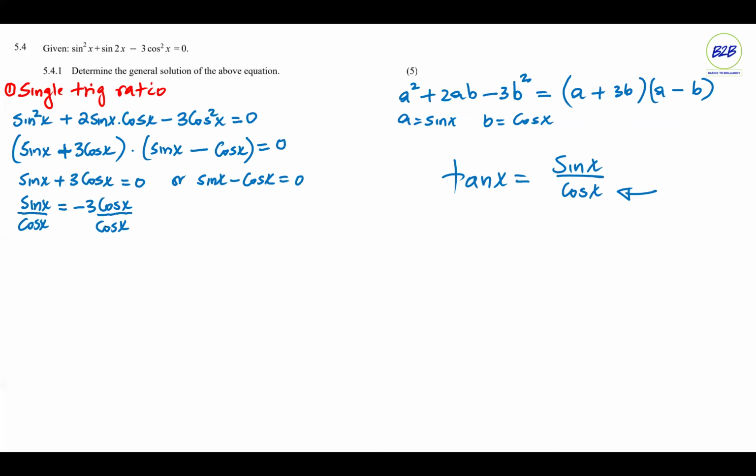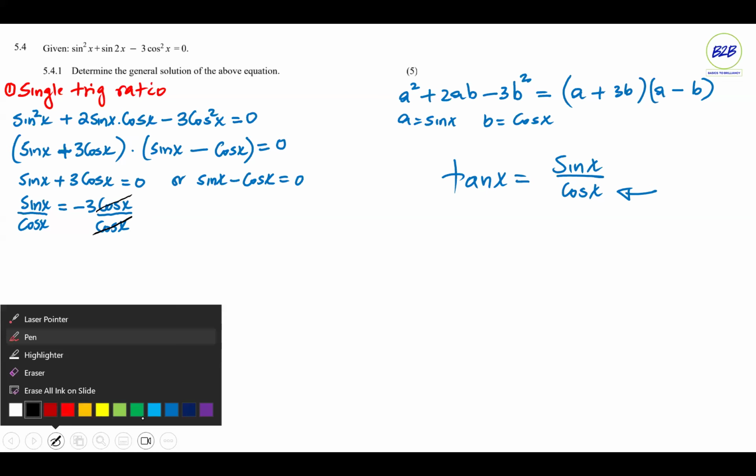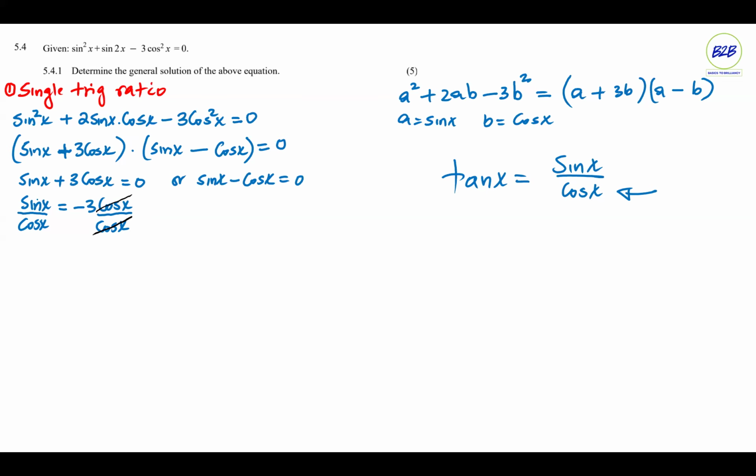And then voila, we see that the cos of x and the cos of x cancel one another. Sine of x over cos of x is then equal to tan of x. Tan of x will be equal to negative 3 because the cos and the cos cancelled one another. And in this first equation, folks, we have achieved our objective. What was the objective? Strive for a single trigonometric ratio.